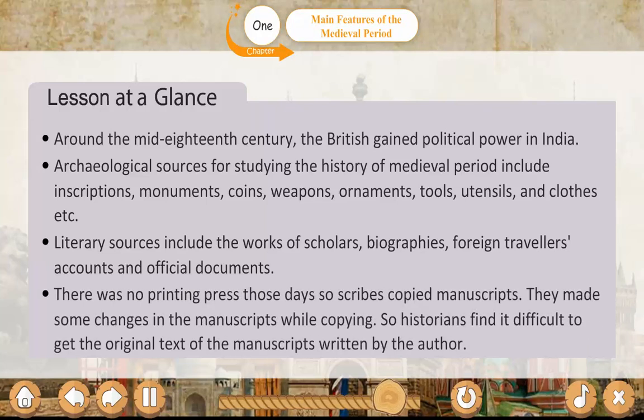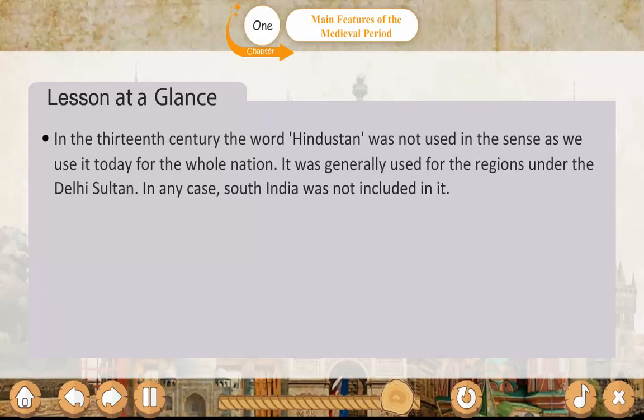There was no printing press in those days, so scribes copied manuscripts. They made some changes in the manuscripts while copying, so historians find it difficult to find the original text of the manuscript written by the author. In the 13th century, the word Hindustan was not used in the sense as we use it today for the whole nation. It was generally used for the regions under the Delhi Sultan. In any case, South India was not included in it.